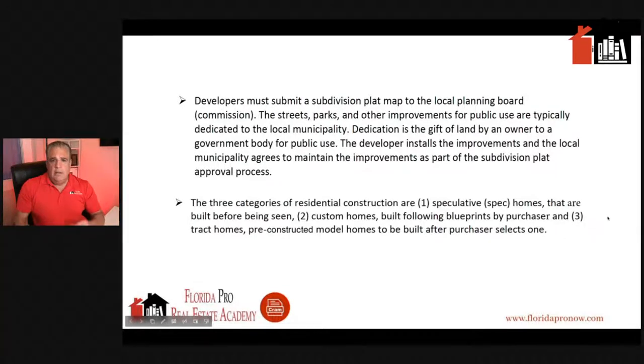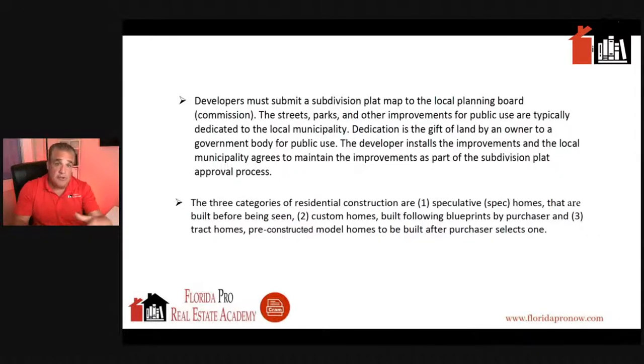Now, real quick, before a developer can build a community, they must deliver what is called a subdivision plat map. Now, what is a subdivision plat map, you might ask? Well, a subdivision plat map is nothing more than a layout, a map of that community. That subdivision plat map is going to indicate the infrastructure, the streets, the lots.